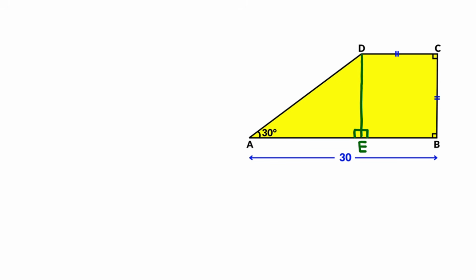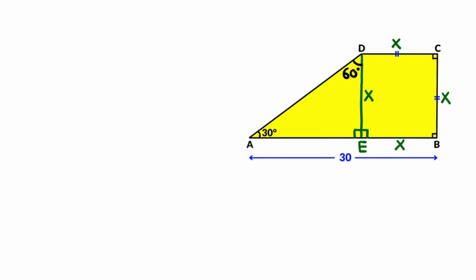Let's call the side length of the square x. That means the height of the trapezoid is x, the top base CD is x, and the segment EB is also x. Now, look at triangle AED. It's a right triangle with a 30-degree angle at A. So the remaining angle at D must be 60 degrees. That makes triangle AED a classic 30-60-90 triangle.